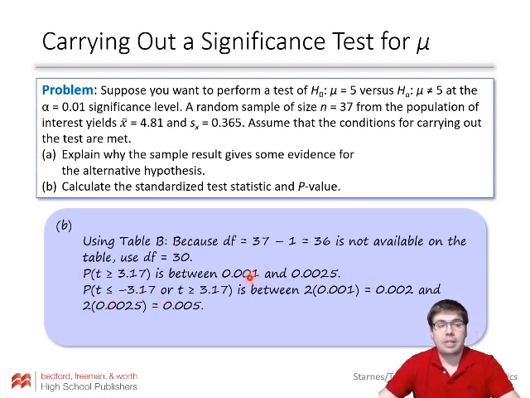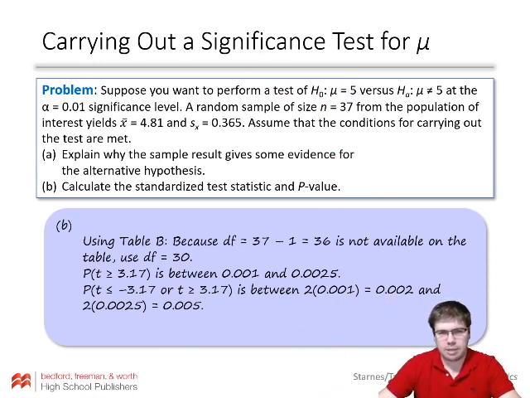So then ultimately we need to double those two values to know what it's actually between, because that's just one tail. We are supposed to do a two-tail test and find that probability. And so we double each of those, and it's actually somewhere between 0.002 and 0.005. Ultimately, that's enough to make the conclusion. Our p-value is extremely tiny in this case, and so we have convincing evidence that it's not 5.